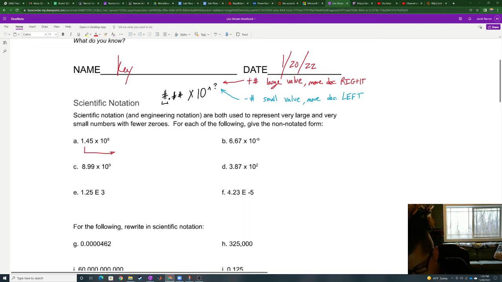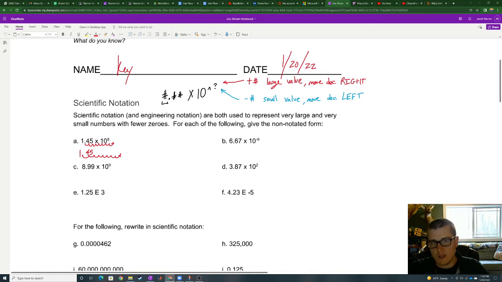So, Mr. Nairn, for A, you said we're moving the decimal to the right, but how far are we going to move it? That's what the exponent tells us. The fact that it's positive 8 means I'm going to move that decimal 1, 2, 3, 4, 5, 6, 7, 8 places to the right. Maybe it'll help if I write it out. 1, 2, 3, 4, 5, 6, 7, 8. So see, we're moving that decimal from where it was to where it is now.